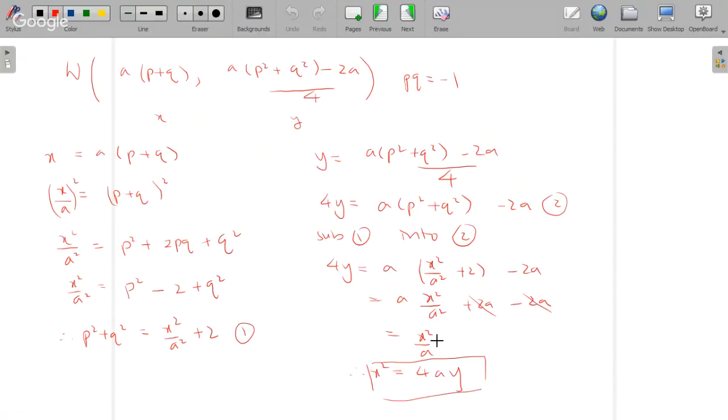Then to find the locus, eliminate the parameters P and Q. First, I've taken X equals A times P plus Q, squared both sides, and got an expression for P squared plus Q squared. And in between, PQ has been substituted with -1. Second step is to take the Y coordinate and use that as a way to sub it back into the Y coordinates. So it's linking your X and Y coordinates together. That's what the P squared plus Q squared is for. So sub it back in, and it simplifies into X squared equals 4AY, which is the parabola.